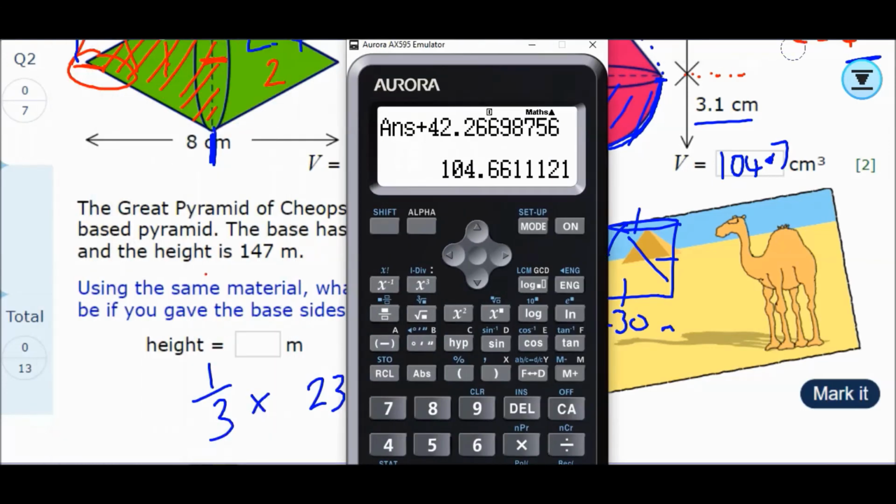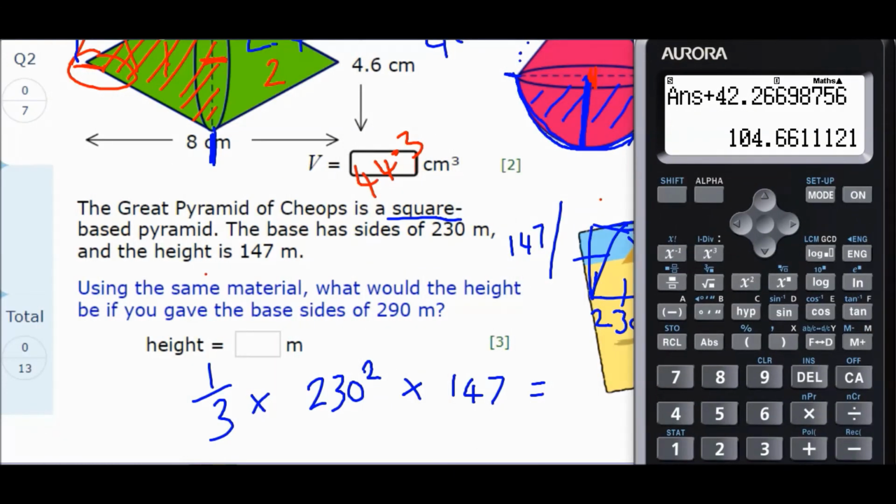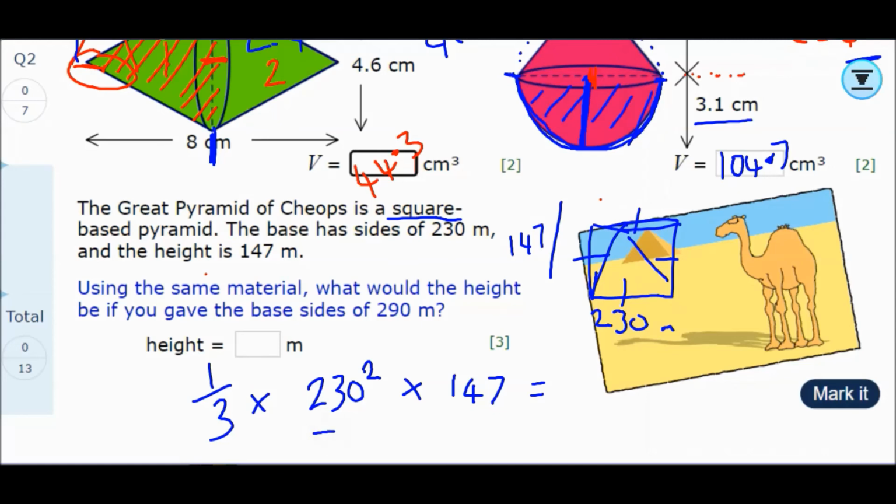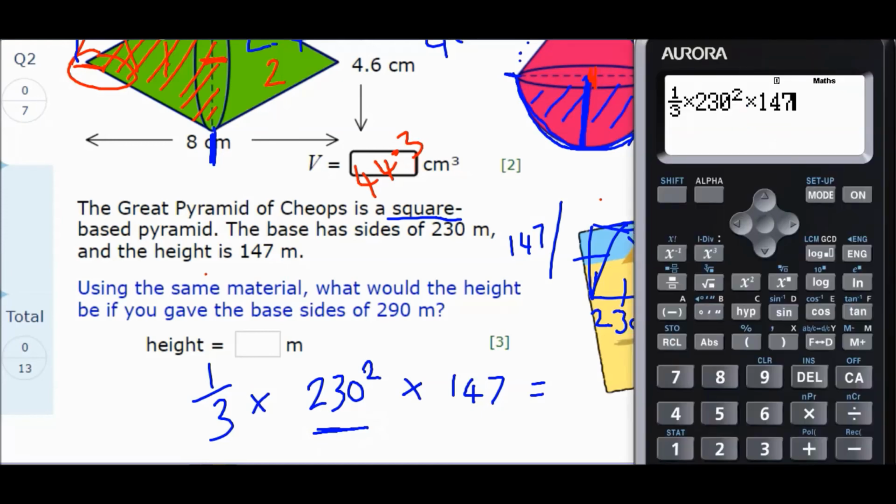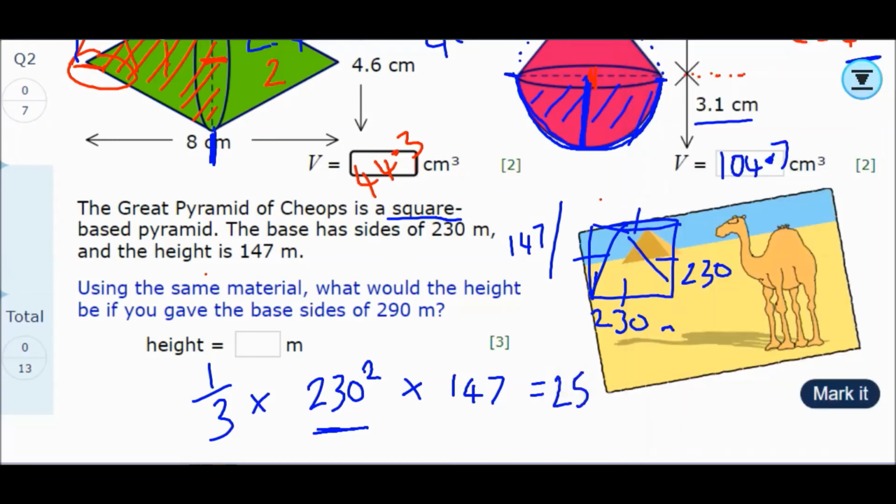So putting it into the calculator, exactly what we've got here. And remember, in a normal exam you will get marks for each step of these calculations. So 1/3 multiplied by 230 squared multiplied by 147, and hopefully you can see the 230 squared comes from 230 times 230. It's just a simplified way of putting it in. Press equals, that gives me 2592100.